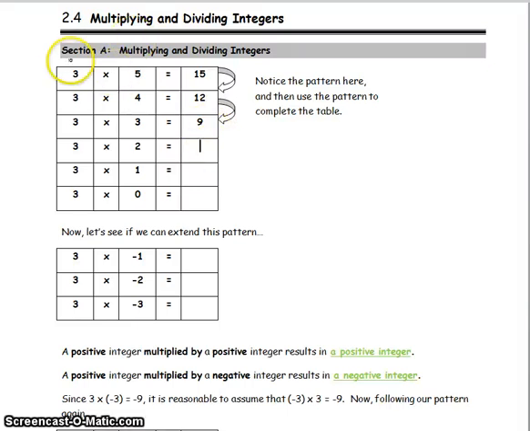Hello everyone. We are about to go over section 2.4 for Math 20 Pre-Algebra. In section 2.4 we will be covering multiplying and dividing integers.